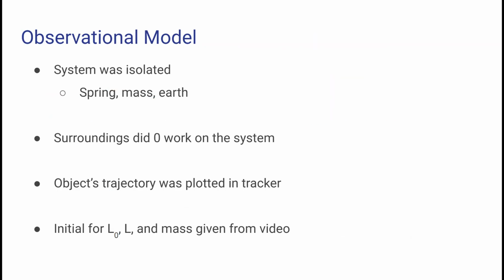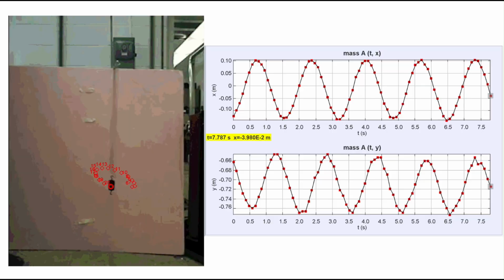So to start with our observational model, the system was isolated, as I said earlier. So the system would be the spring, the mass, and the earth. The surroundings would be nothing, doing zero work on the system. The object's trajectory was plotted in Tracker, and then the initial values for L naught, L, and K and everything was given from the experimental video. You'll see those values in the computational model next, but first here's a video of the object in Tracker and then the graphs that were obtained from that.